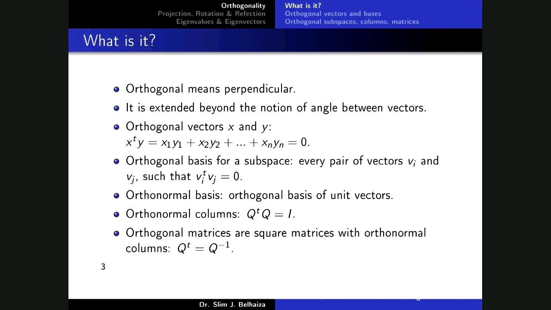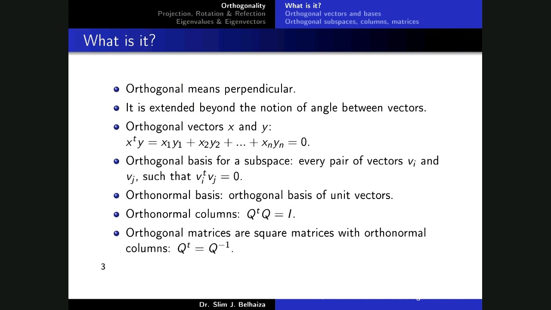So I'll be quickly reviewing what we did last time. We said that orthogonality means perpendicularity in general mathematics. And here it is extended beyond the notion of angle between vectors. Two orthogonal vectors, x and y, should have their product equal to 0, or one can say their scalar product equal to 0. For an orthogonal basis for a subspace, every pair of vectors vi and vj is such that their scalar product is equal to 0 again. Orthonormal basis, what does orthonormal mean?